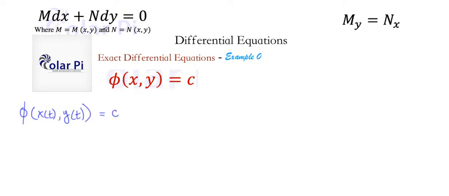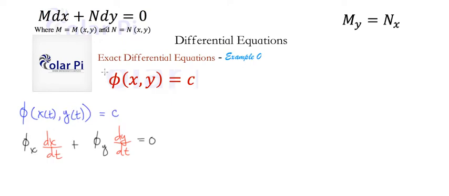Then the way we take the derivative on both sides with respect to t is as follows. First, we take the partial with respect to x of phi, so phi sub x, times dx dt, plus the partial with respect to y of phi, so phi sub y, times, you guessed it, dy dt. Of course, the derivative of the constant on the right side is 0, so this equals 0. This is how multivariate chain rule works.